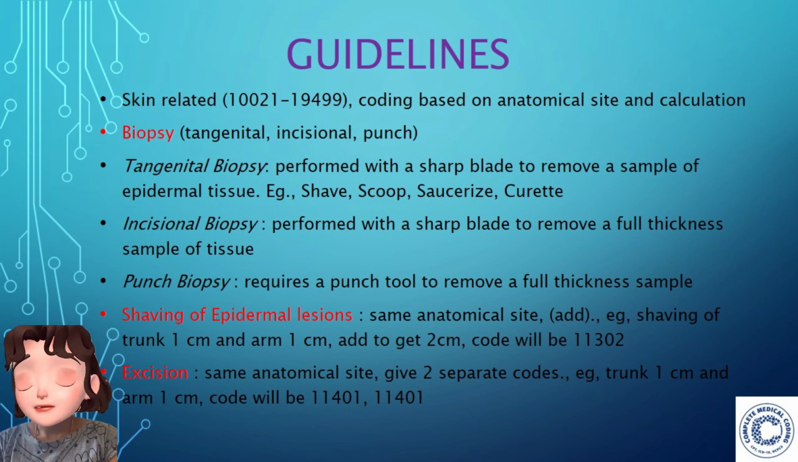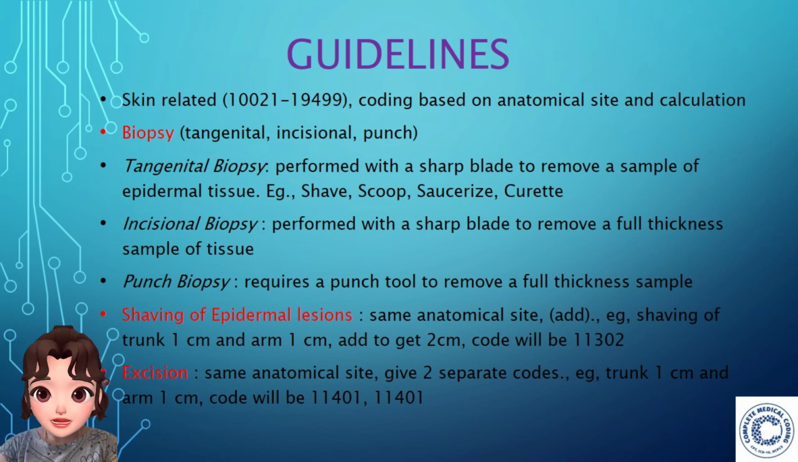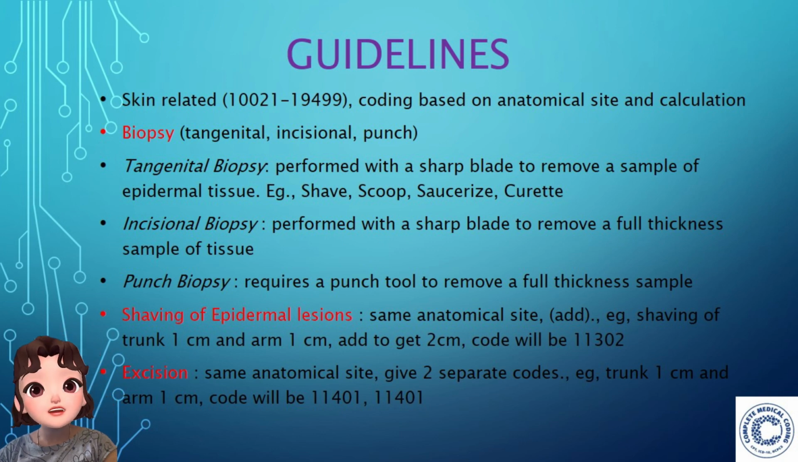Now, shaving of epidermal lesions. While reporting any shaving procedure, we need to check the anatomical site. If it is the same anatomical site, we need to add the measurements and then code it. For example, shaving of trunk 1 centimeter and arms 1 centimeter.